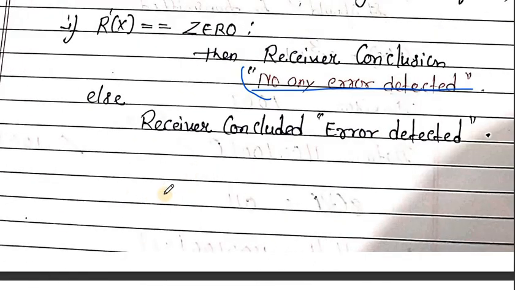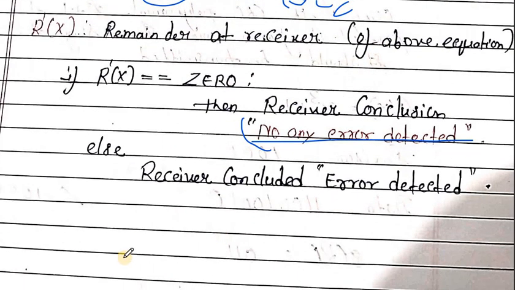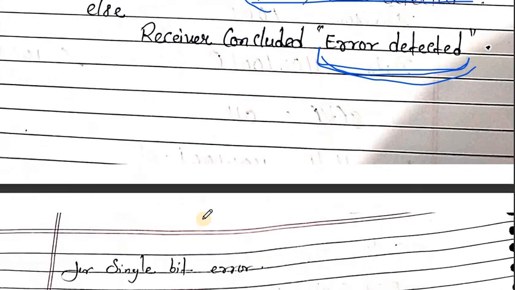But if the remainder is not 0, then what happens? If the remainder is not 0, the receiver detects an error and rejects the string. Error detected means that if the remainder is not 0, the receiver will detect the error and send an acknowledgement to the sender or transmitter to send that string, that frame, again.